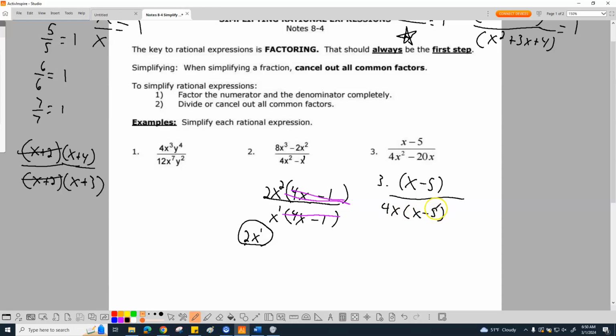That's pretty epic. Now I see this 4x times all this stuff, and I have an x minus 5 up here. I'm going to cross these out, and I'm going to end up with, oh no, there's nothing on top. What goes there? In this case, if you cross everything out and there's nothing on top, you put a 1 there. And then what's left over? 4 over x. Y'all, this is it. Simplified, done, and done. So I'm going to go ahead and break the examples into other videos so you can just get the quick answers on it.